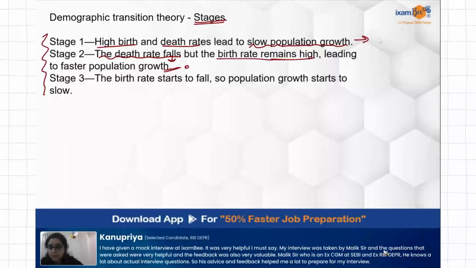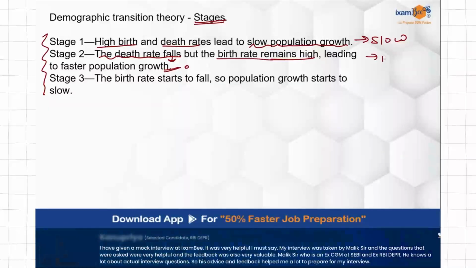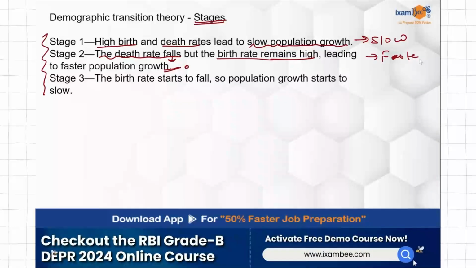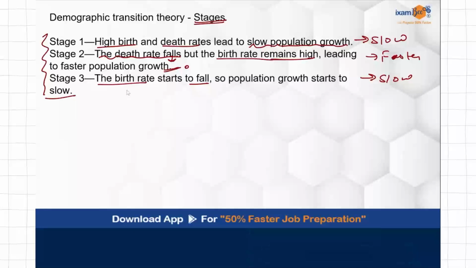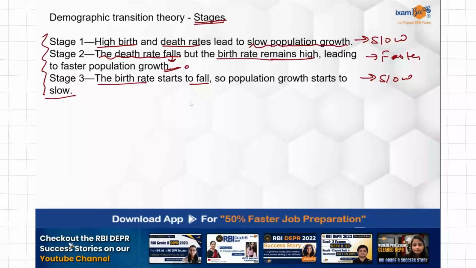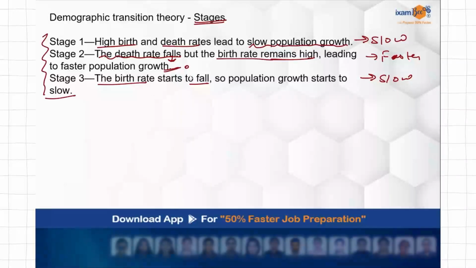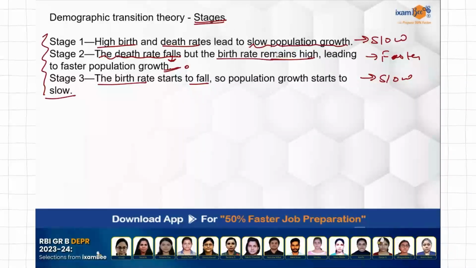So here there is slow population growth, then second is faster, and the third is again coming back to slow. Why? Because in the third stage the birth rate starts to fall, so the population growth starts to slow down, right? So we have discussed all three stages. Now, since I don't know the options, whichever option matches these three stages should be the correct option.